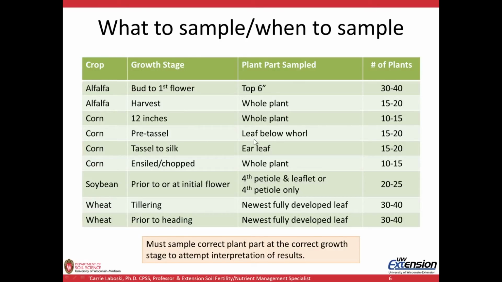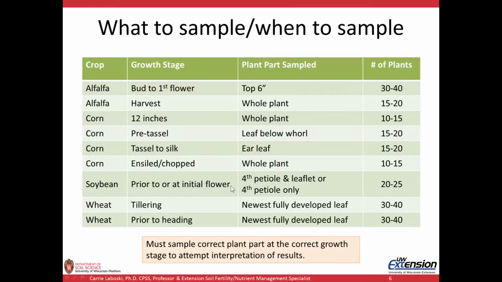Pre-tasseling, you do the leaf below the whorl, and that would be the leaf with the most fully developed leaf, meaning the leaf collar is exposed. And then with corn, at tassel to silk, you take the ear leaf. Again, the collar has to be exposed. So you have some different things. Very important to note with soybean.